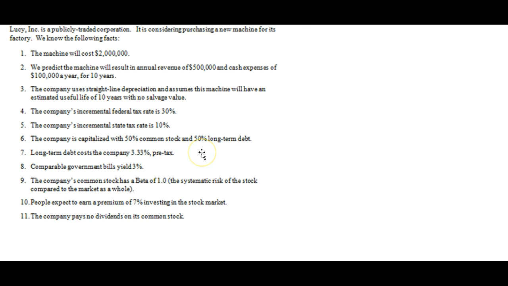Our right-hand side of the balance sheet is half debt and half equity. Our long-term debt, if we went to borrow money today, we'd have to pay 3.33%. The government is offering its long-term bills at a 3% rate. That's a risk-free rate. There's no risk to buying government bills. And the company's common stock has a beta of 1. In other words, it moves exactly as the market moves. It doesn't move any more, it doesn't move any less. And to get people to even think about investing in the stock market, we have to offer them a premium of about 7% above the risk-free rate. The company doesn't pay any dividends on its common stock.